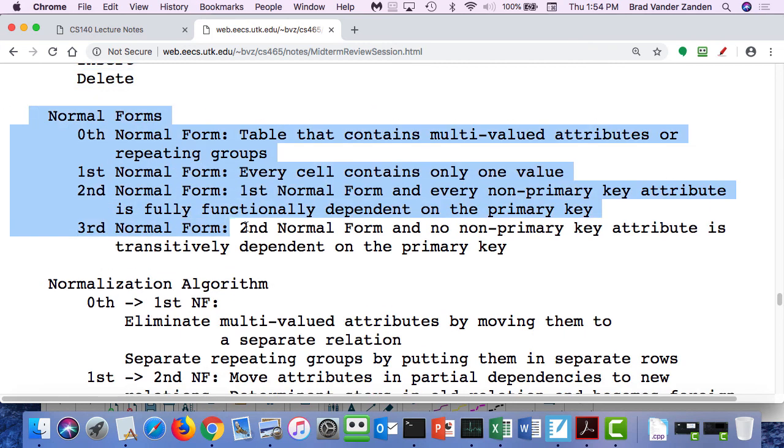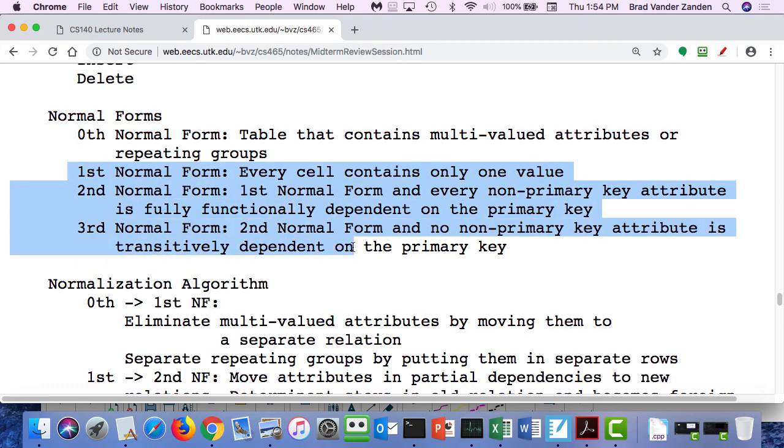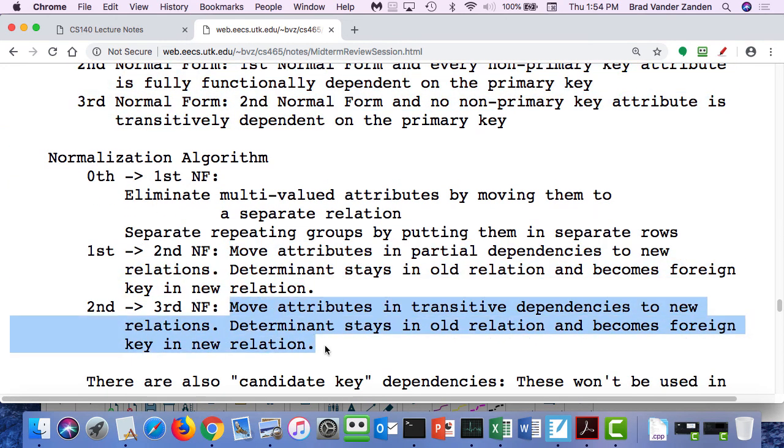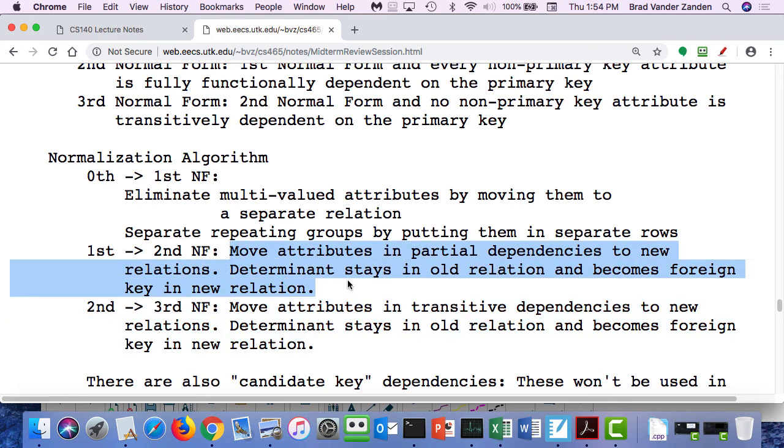Okay? You need to be able to normalize. You need to be able to take something from first normal form and convert it to third normal form. Okay? So you use partial dependencies to go from first to second normal form. You use transitive dependencies to go from second to third normal form, and it's based on the primary key. So you need to first know what the primary key is in order to identify the partial dependencies on that primary key. A partial dependency is any dependency whose determinant is a subset of the primary key.